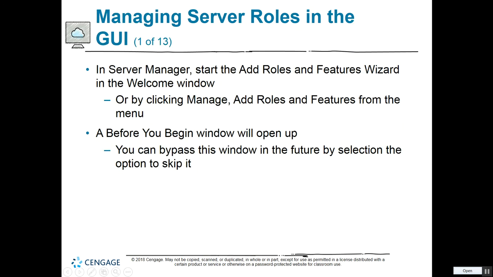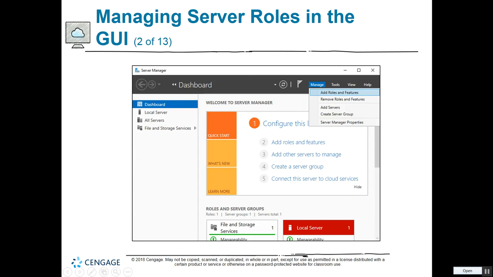Now in Server Manager, you start the Add Roles and Features wizard in the Welcome window, or you can click Manage, Add Roles and Features from the menu. Now, you've got a Before You Begin window that opens up. You can bypass this window in the future by selecting the option to skip it and say, I don't want to see this, or you can have it pop up every time. That's on you. So here's Data Center, and here's what it looks like.